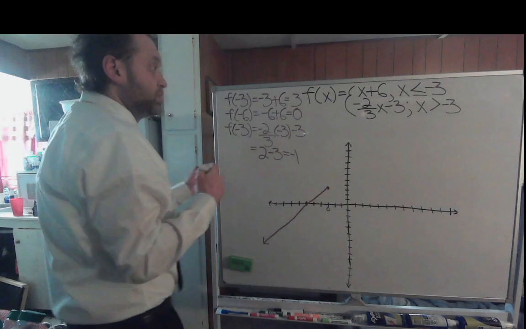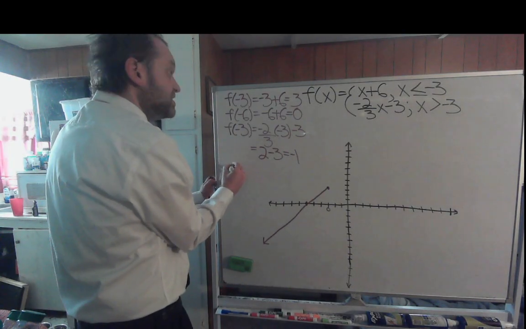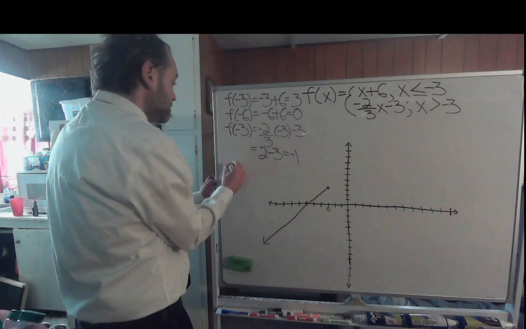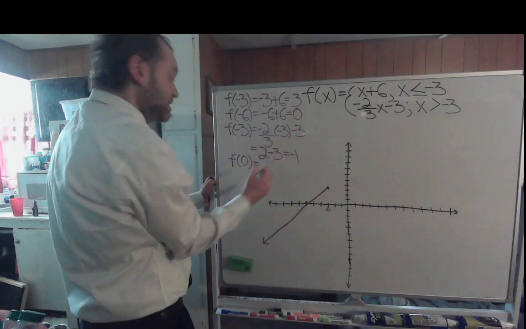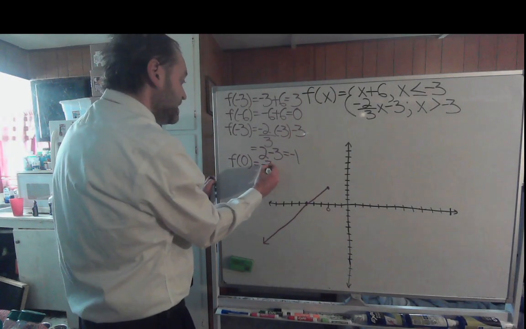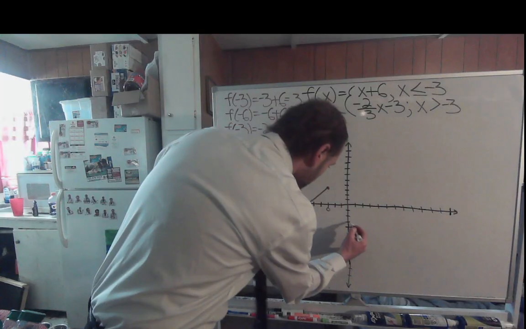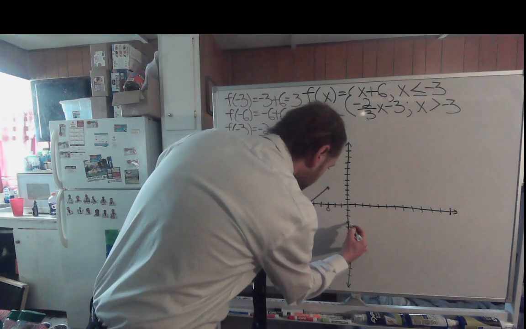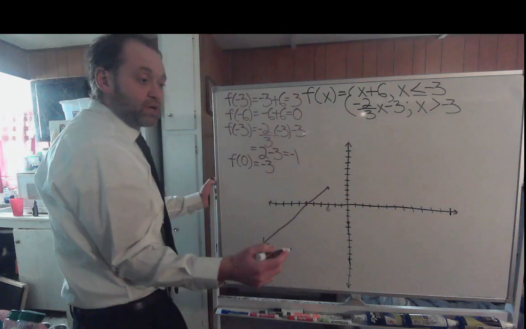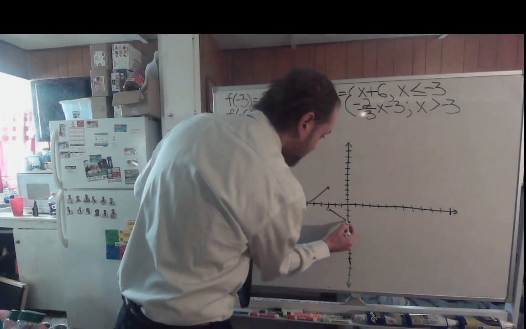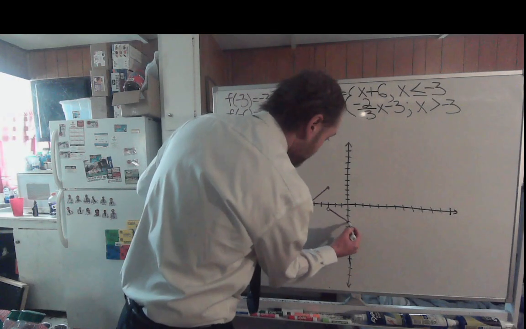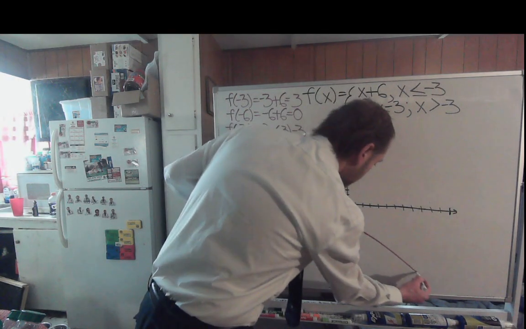Why don't we do f of 0? Well, 0 is definitely greater than negative 3. That would just give you negative 3. So you'd have the point 0, negative 3, which is defined. Now you'll connect the discontinuity to the point 0, negative 3, and you'll continue drawing your line through 0, negative 3 to the right.